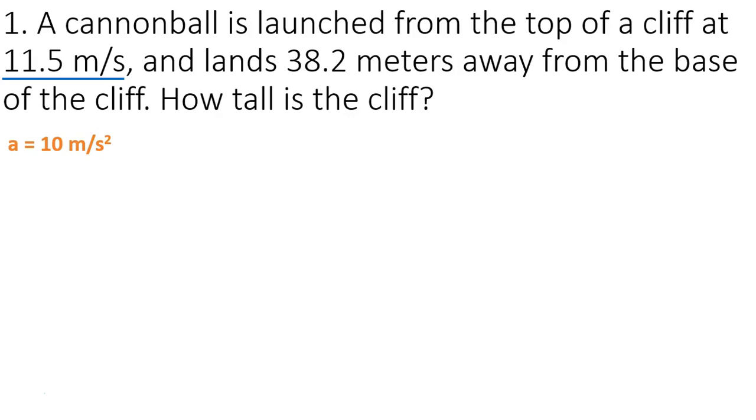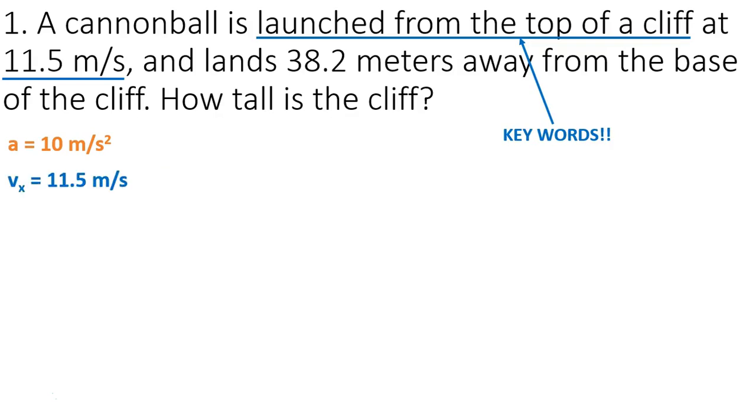We've got 11.5 meters per second. And you need to know if this is the horizontal or the vertical velocity. The meters per second tells you it's a velocity. You have to figure out if it's talking about the x or the y direction. Now your key word here is it's launched from the top of a cliff. If you think about launching something off of a cliff and then it's going to fall down, you're launching it horizontally. So we can say that our Vx, or velocity in the horizontal direction, the x direction, is 11.5 meters per second.